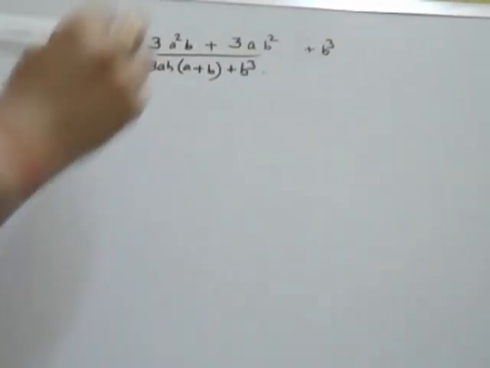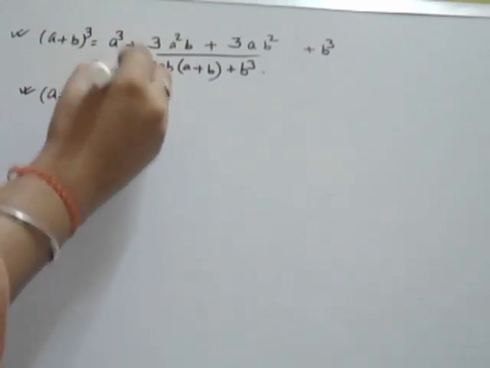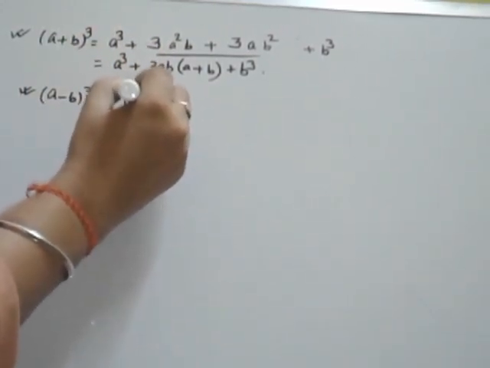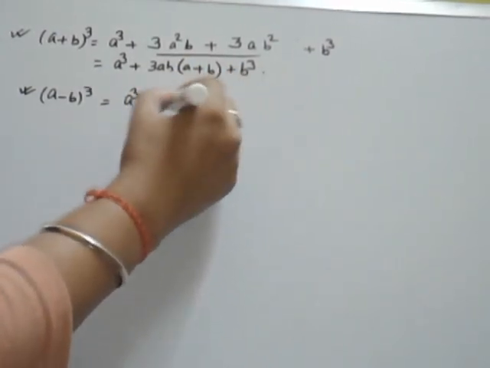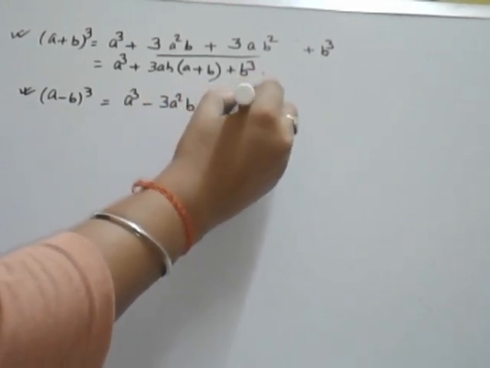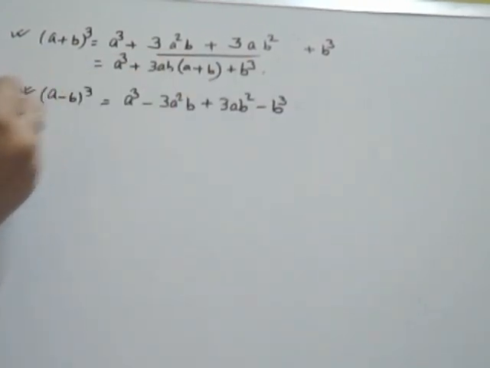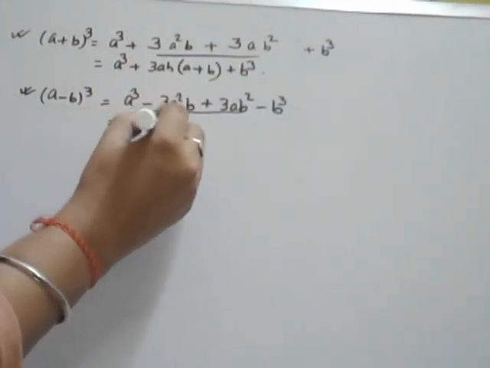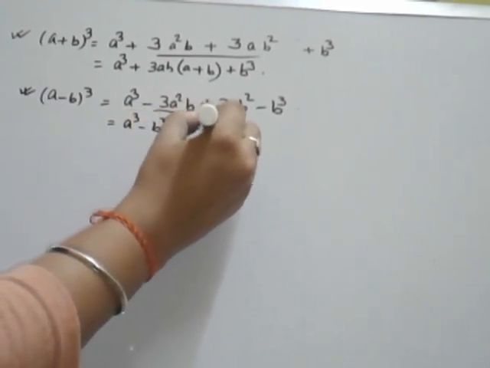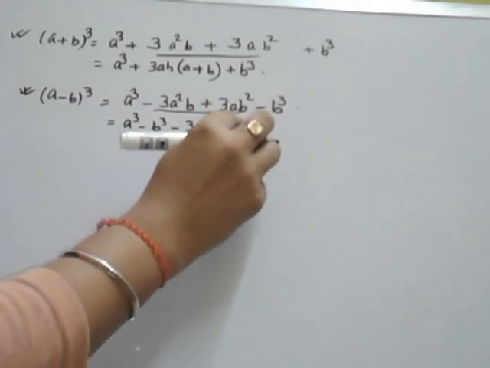Now next, (a - b) whole cube. This formula is also the same, but with alternate plus minus signs. So the first sign is plus, that means a cube, next sign is minus, again plus, alternate signs like this, 3ab square minus b cube. So the (a - b) whole cube formula is a cube minus 3a square b plus 3ab square minus b cube. If you take 3ab common here, so a cube minus b cube minus 3ab into (a - b).